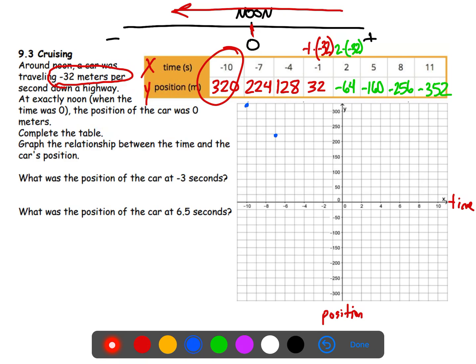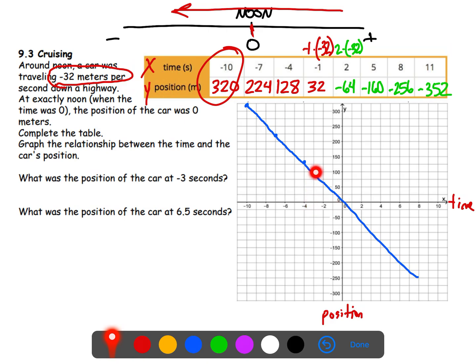And we're just going to have to be approximate because this isn't a very precise graph. Negative 4, 128. Now, remember, proportional relationships, straight line through the origin of the graph. That should correspond with all these points here. All right? Now, it says, what is the position of the car at negative 3 seconds?